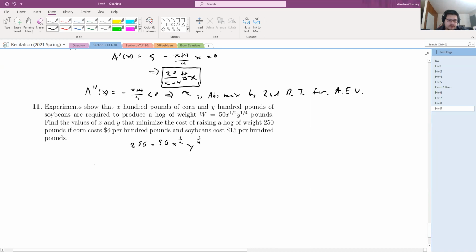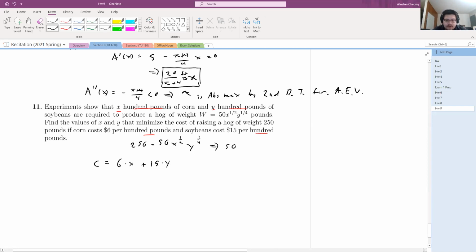So cost is 6 per 100 pounds. Notice that, is this written in terms of hundreds of pounds? Yes. So X is hundreds of pounds, Y is hundreds of pounds, and these are in terms of hundreds of pounds and hundreds of pounds. Great. So 6 times X plus 15 times Y is going to correspond to the cost function of our situation. And just like everything else, we want to get rid of one of these variables. So that's why we use the first equation.